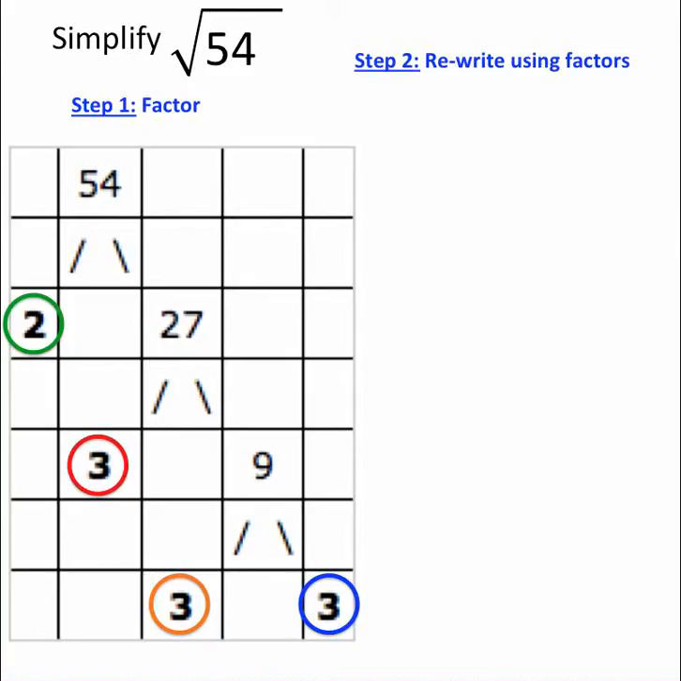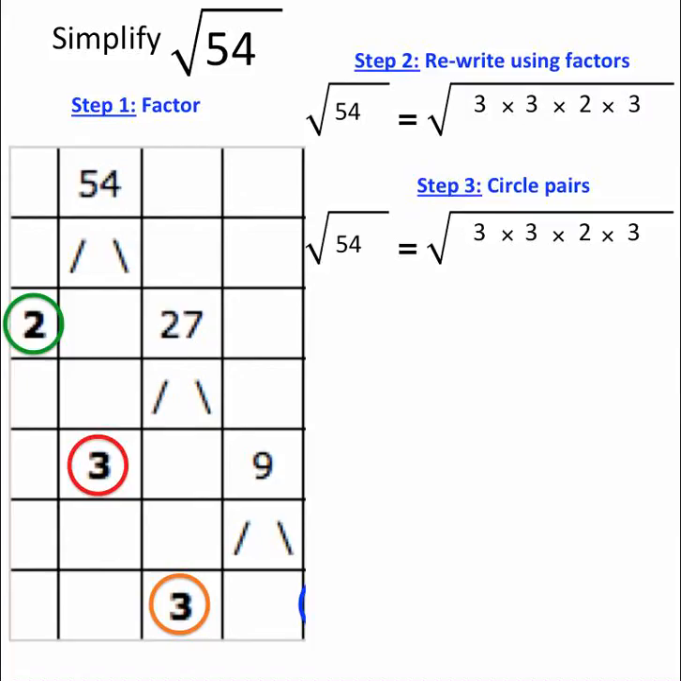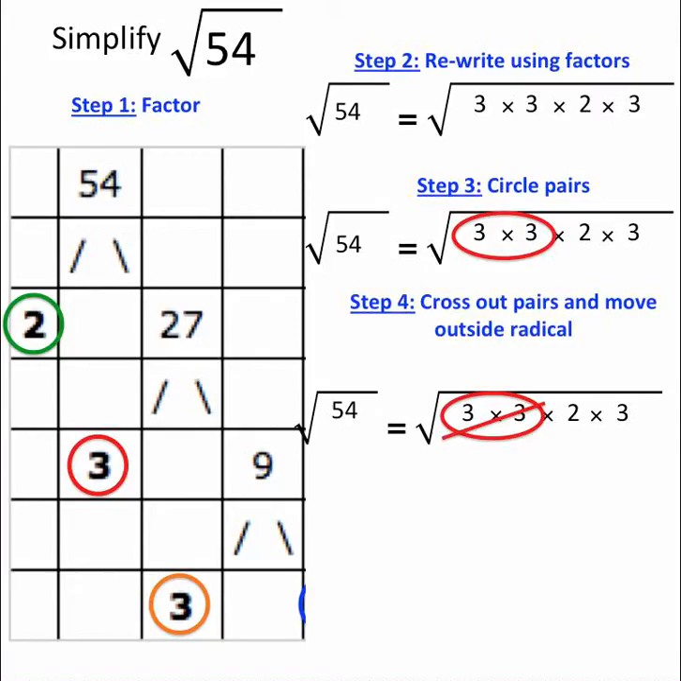So I can say that the square root of 54 is equal to the square root of the product of its factors, or in this case, 3 times 3 times 2 times 3. My next step is to circle any pair I may have. So I see I have a pair of 3's right there, so I'm going to circle it. My next step is to cross out that pair of 3's and bring a single 3 outside, so it looks like that.